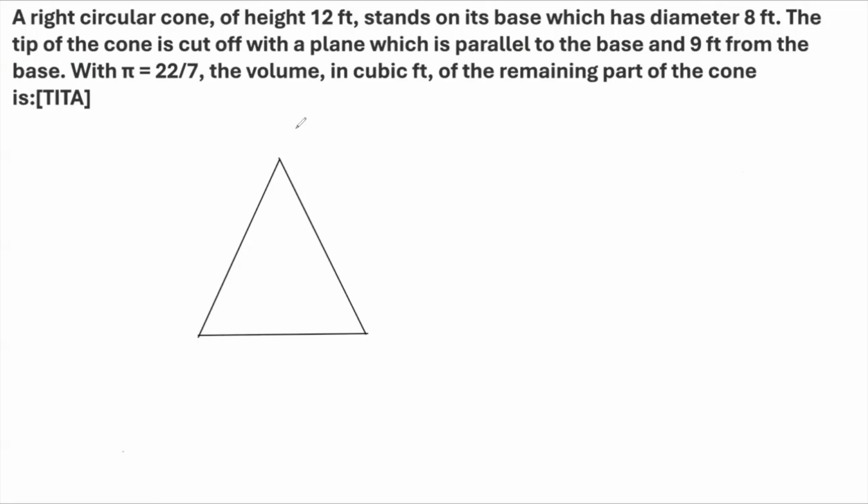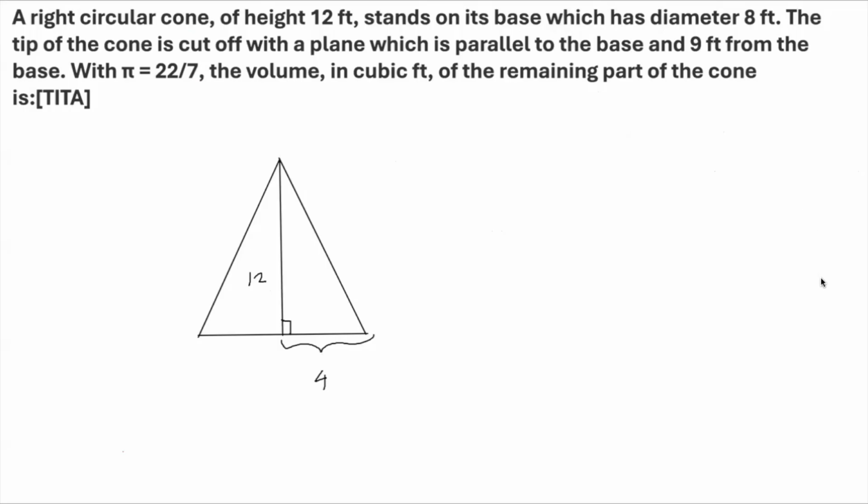So first of all, the projection of this cone will look like a triangle like this. The triangle will have a height of 12, so this length will be simply 12. It is the altitude for the triangle. And the base has diameter 8 feet. If the base has diameter 8 feet, naturally the radius of the cone is half of 8, that is 4 feet, right? The tip of the cone is cut off with a plane which is parallel to the base and 9 feet from the base.